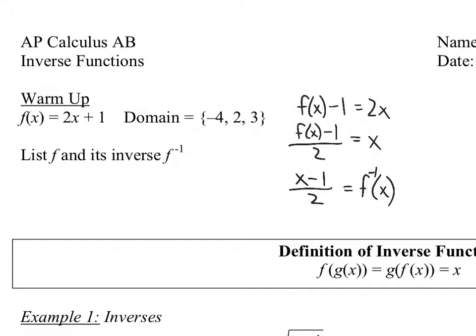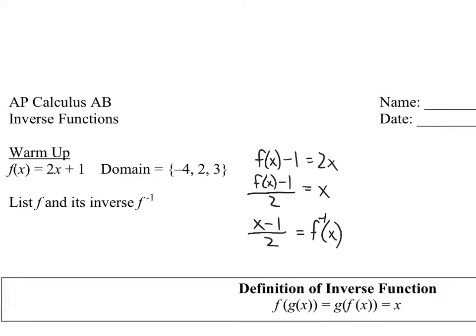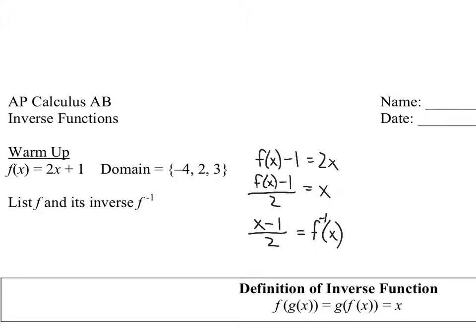Now, that's how we can find it algebraically. Here we were given a very specific domain. Okay? We were given a very specific domain where x had only 3 values. It had the values -4, 2, and 3. Okay?